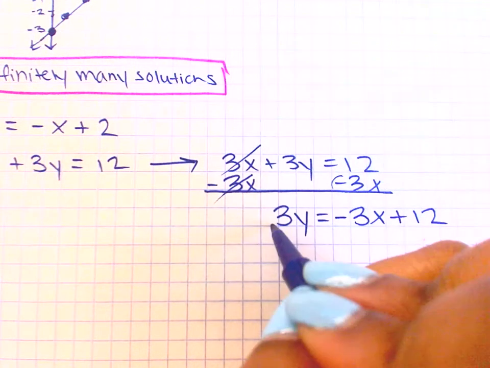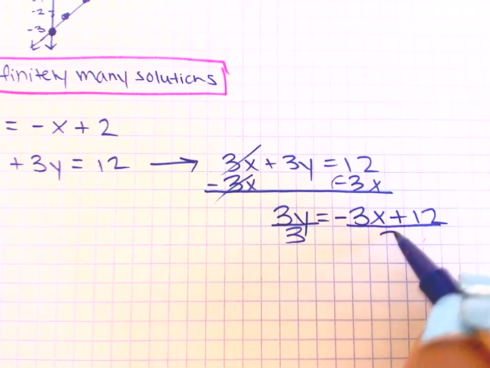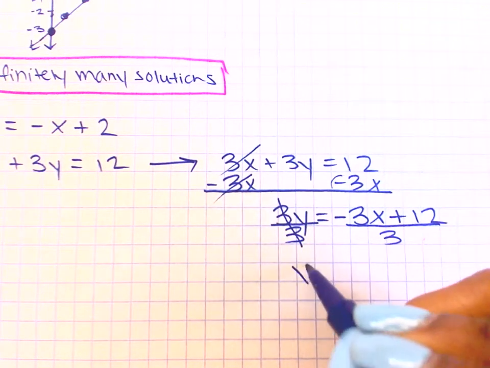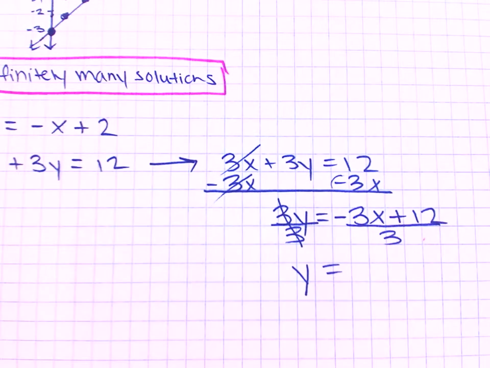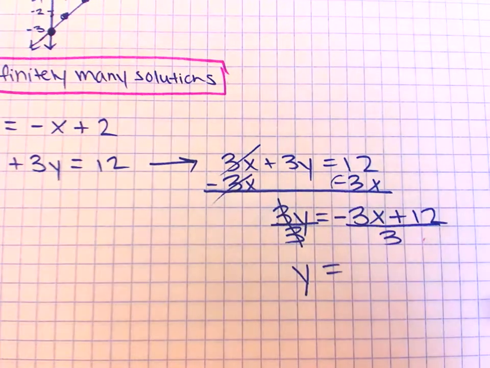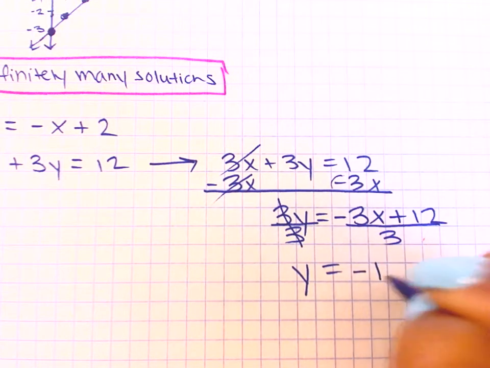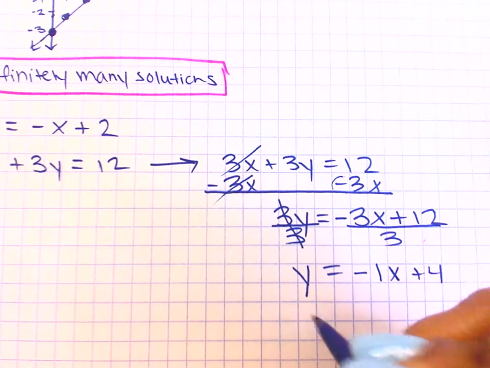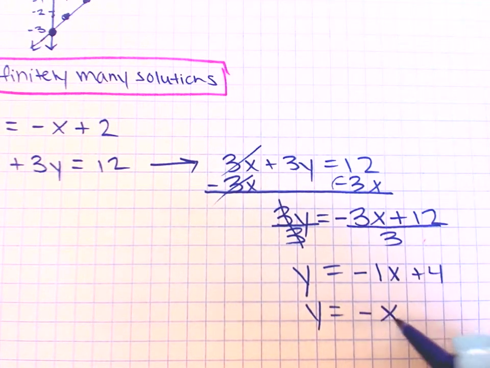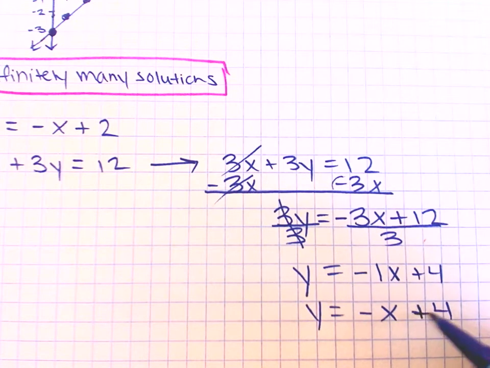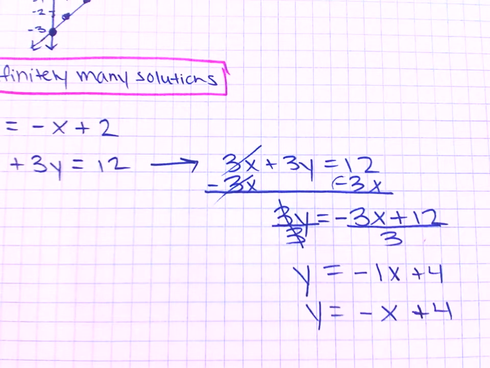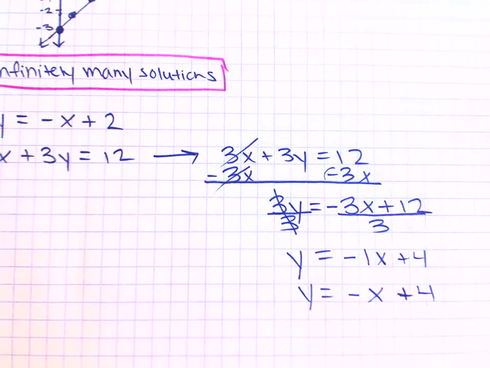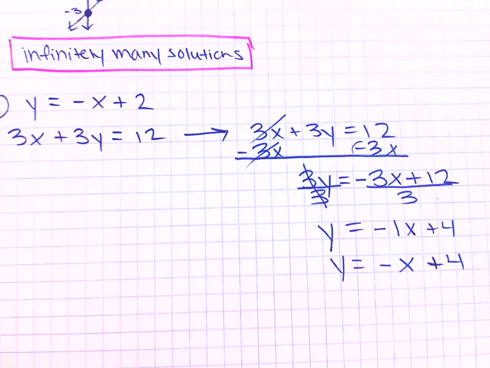Now I'm going to divide both sides by 3 to get y by itself. The 3's cancel. I'm left with y equals -3 divided by 3 is -1, right? So it's going to be -1x, which will end up being -x. And then 12 divided by 3 is +4. So y equals -x plus 4. That 1's invisible. We don't need it there. Easy now. Okay? Now it's a piece of cake.